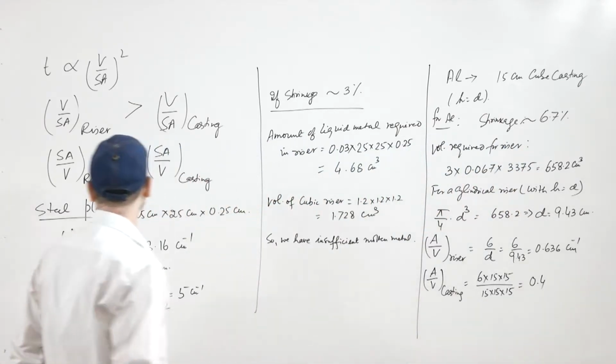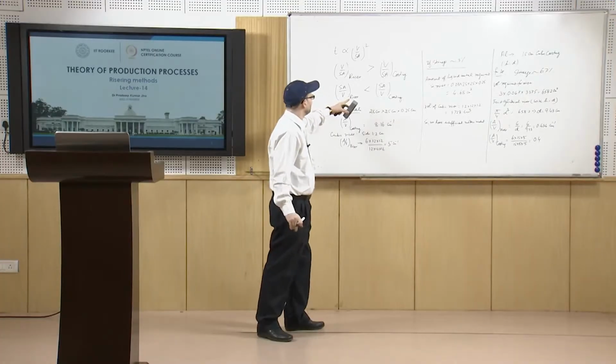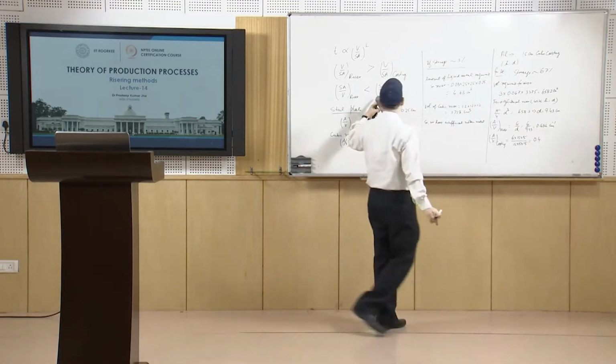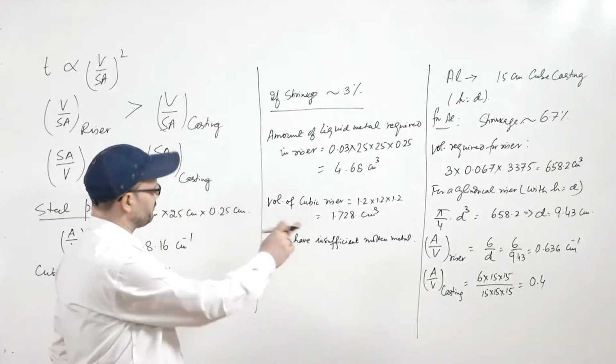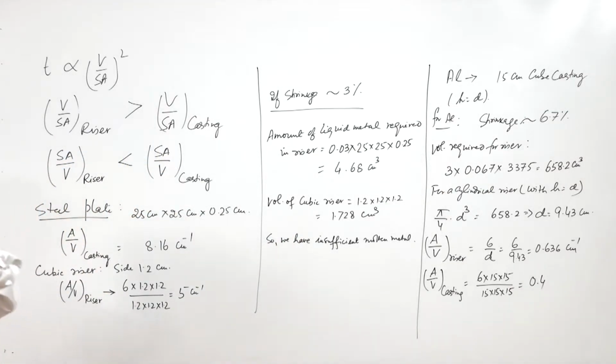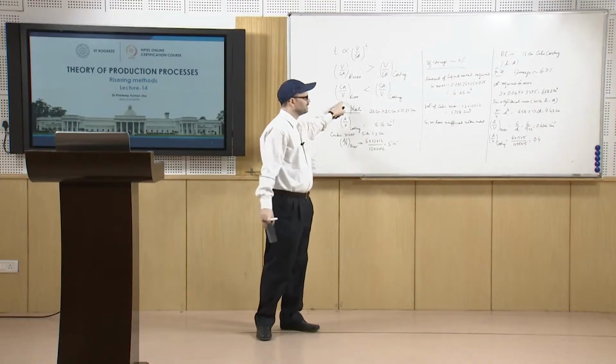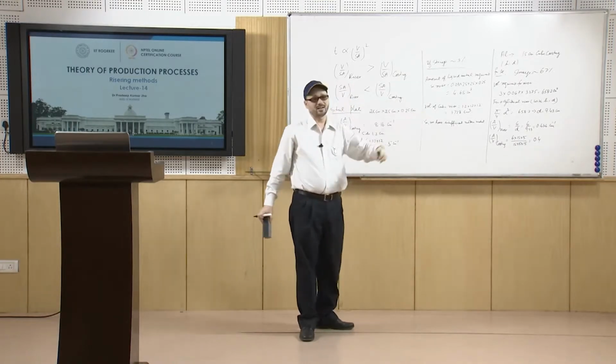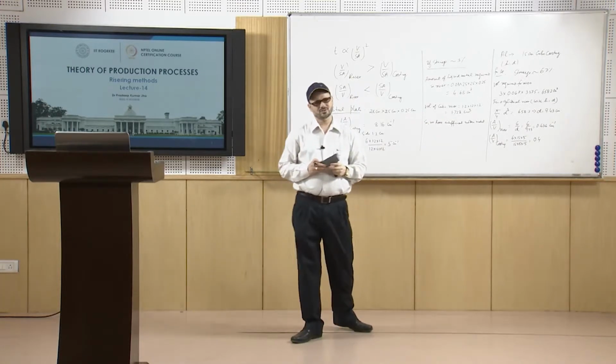Now, what you see is A by V of the riser is 0.636 and A by V of the casting is 0.4. For meeting the condition that A by V of riser should be less than A by V of the casting, we see that this condition is not met.